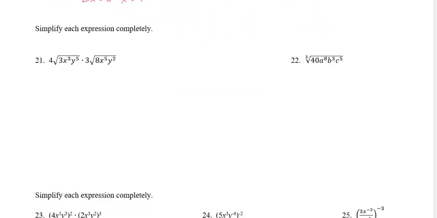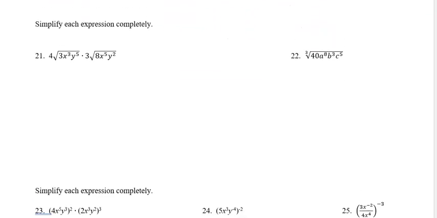And then we have a little bit of review on radicals. So on these radical expressions, first multiply the numbers that are not a part of the radical, 4 and 3, and then go ahead and multiply the 2 radicals. So 3 times 8 is 24. x to the third times x to the fifth is x to the 8th. Add the exponents. y to the 5th times y to the 2nd is y to the 7th.